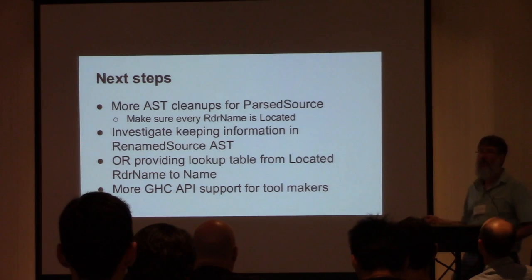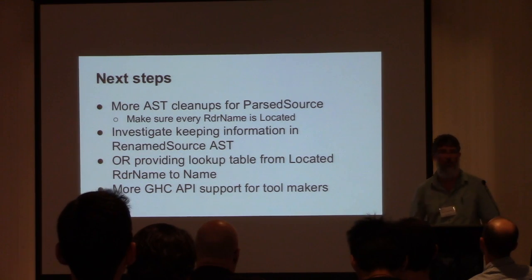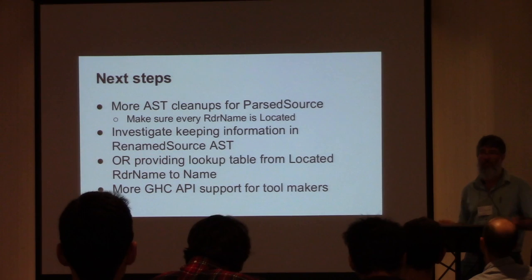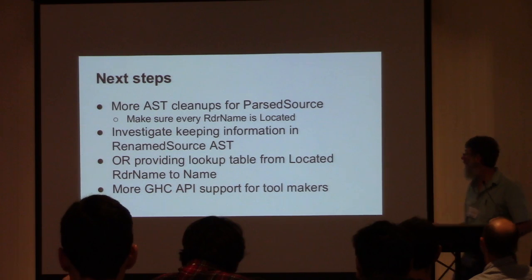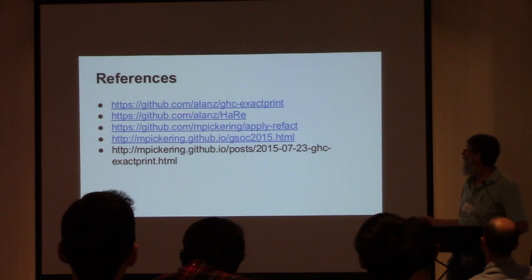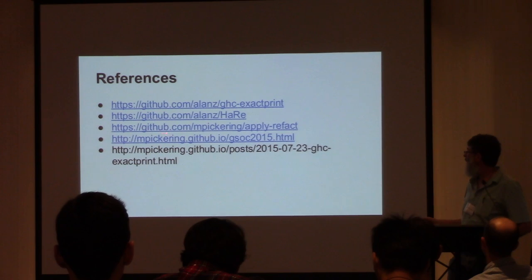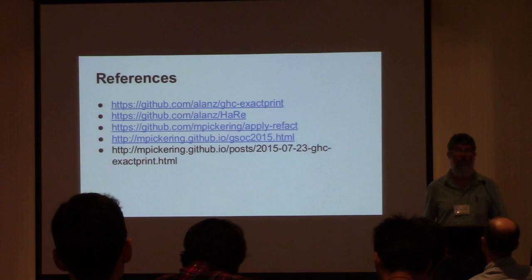I want to see about perhaps making the renamed source more closely match the parse source, so that you can actually do transformations on that. The alternative is to make a lookup table somehow that we can tie the name in the parse source tree to the name after the renamer, and more of that. And okay, that's where the ghc-exactprint lives, that's where the refactorer lives, that's where Apply-refact lives. That's Matt's Summer of Code project, and that's his round-tripping one. I'll make this available when I'm done.